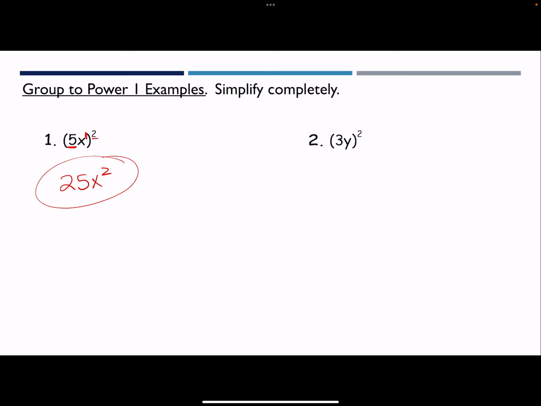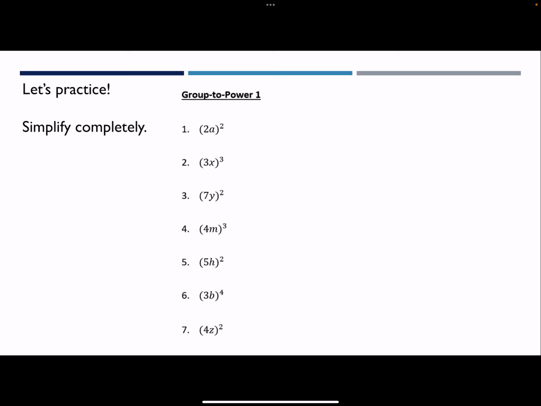Number 2, again, the 3 is a coefficient, so I'm taking 3 to the second power. In other words, 3 to the second power is 3 times 3, right? So this is going to be 9, not 6. I'm not multiplying. And then this is going to be 9y to the 1 times 2, which is 2. All right, so using these 2 examples you just saw, pause the video for a second, try these 7 problems, and then when you unpause, you can check your answers.